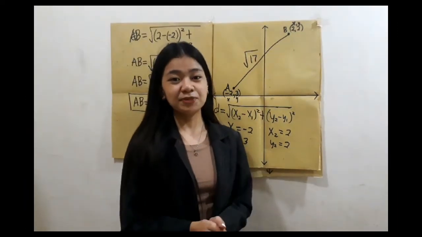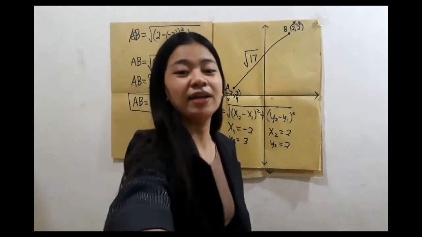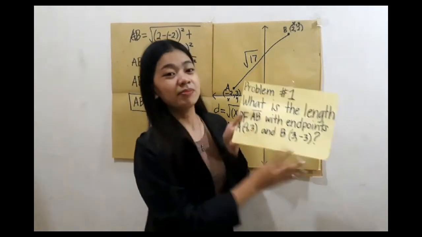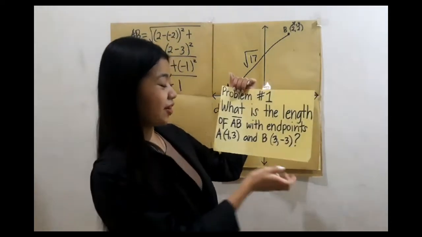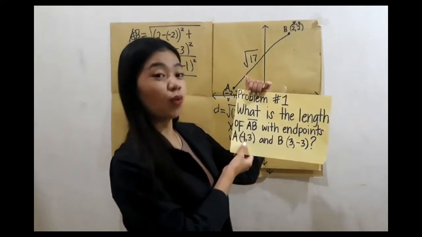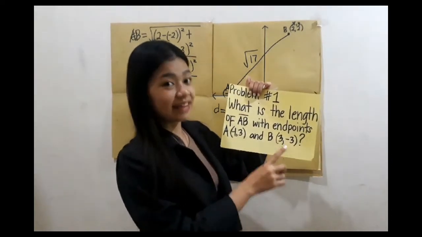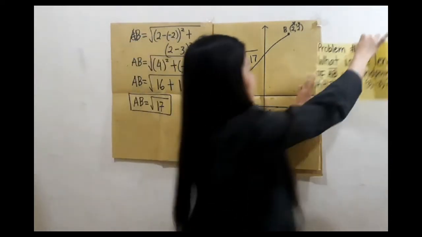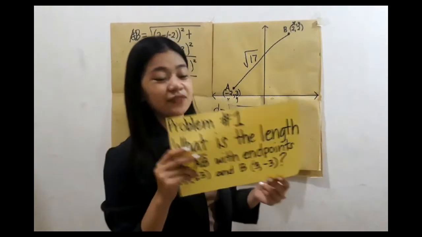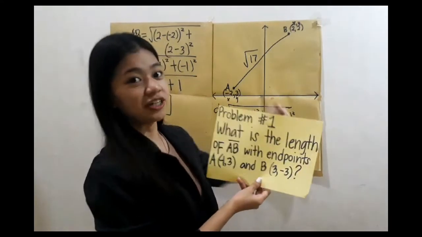So now, let's proceed to solve our problem. We have problem 1. What is the length of segment AB with endpoints A, negative 1 and 3, and point B, which is 3 and negative 3? To get a visual understanding of this problem, we have to plot it on our Cartesian coordinate plane.